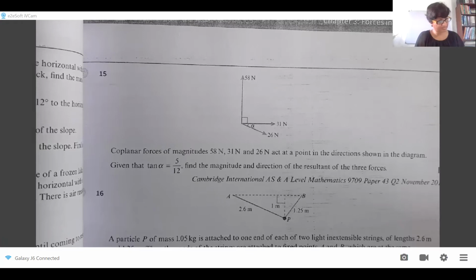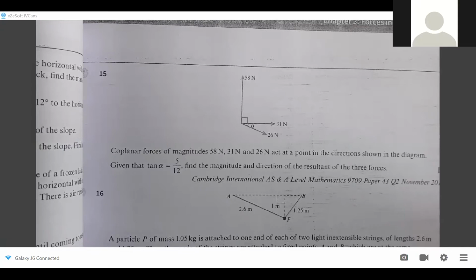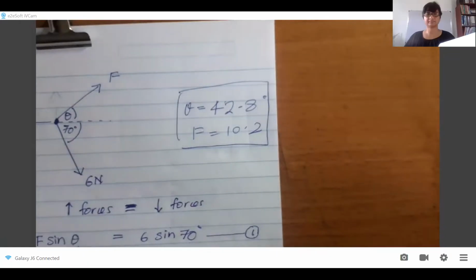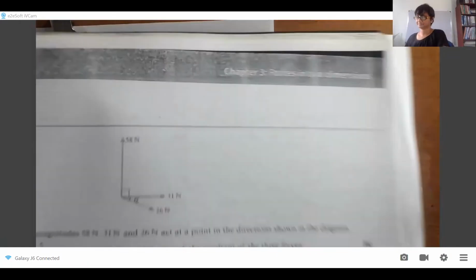Can someone say it? I lost that page here. Do I have it? For the previous question, Miss? Yes. Pardon, can you say it? Angle is 42.8, force is 10.2. Aditya there. Okay, Miss, I got it.